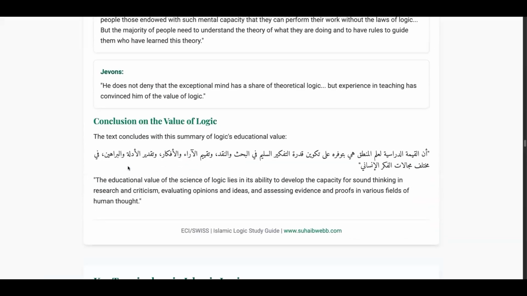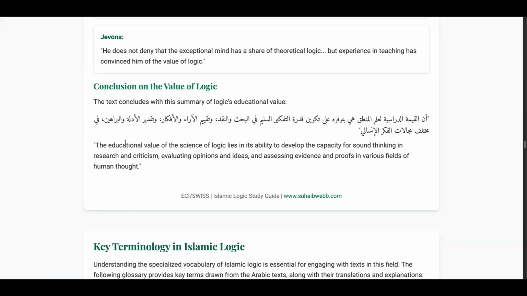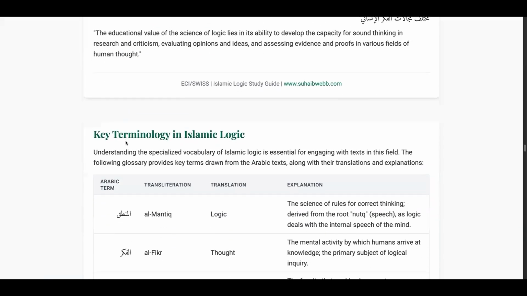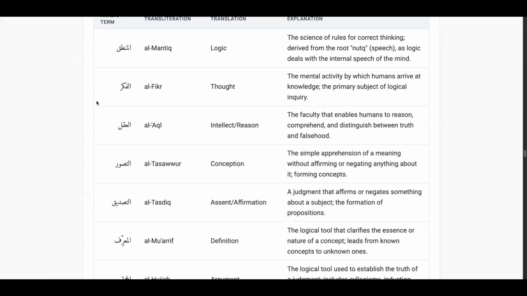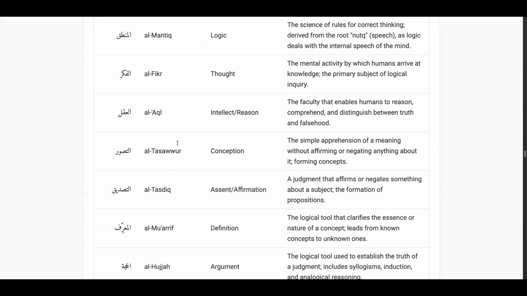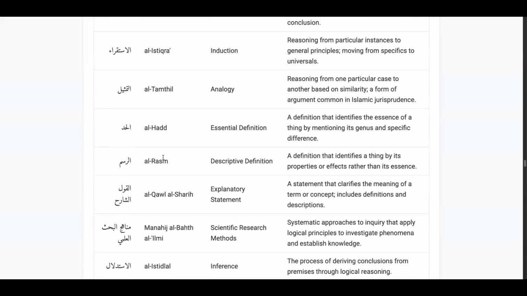I want to stop here. I understand that some of this we went through before, but I felt it was key to address a few things I didn't address last time. But next, I want you to focus on the next lesson. It's very important. We're going to talk about some of the key terminology in Islamic logic. It's going to help you as you start to navigate texts and readings, and as we move through unpacking in greater detail some of the terms that are provided here.